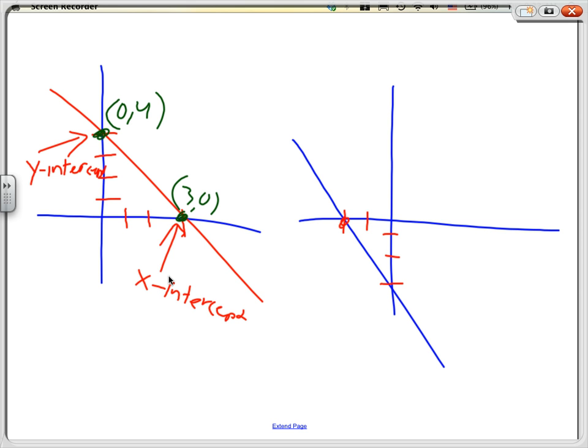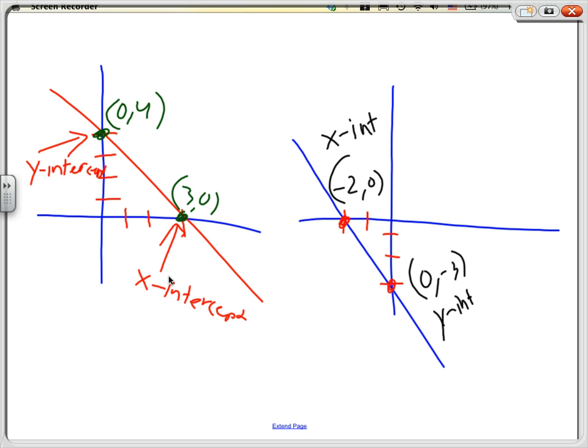Okay. Here's your x-intercept. Here's your y-intercept. Can you tell me the location of your x-intercept? -2, 0. Okay, -2, 0. And this is the x-intercept. And can you give me the location of your y-intercept? 0, -3. This is your y-intercept.